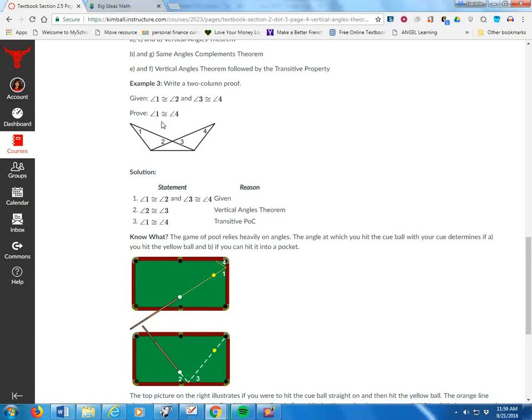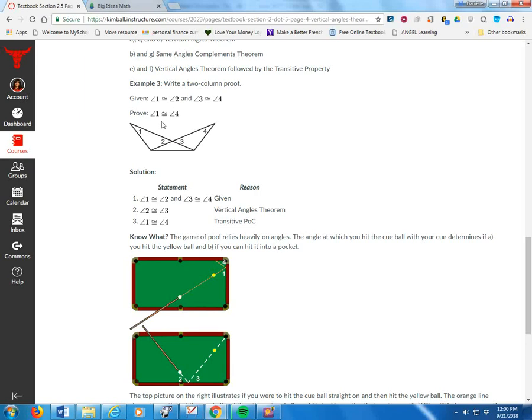So what they did is they said 1 is congruent to 2 and 3 is congruent to 4, and the reason is it's given. Okay? Then they said 2 and 3 are congruent to each other. Why? Why are angles 2 and 3 congruent to each other? What's that? There's a theorem. I just talked about it. The vertical angle theorem. There's the reason. Vertical angle theorem.